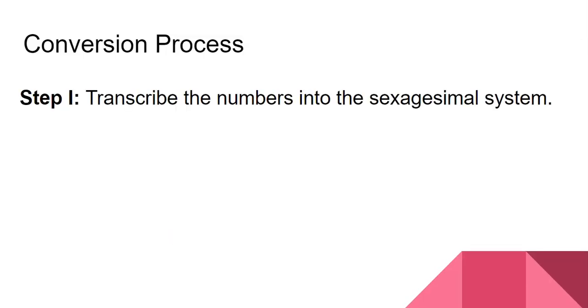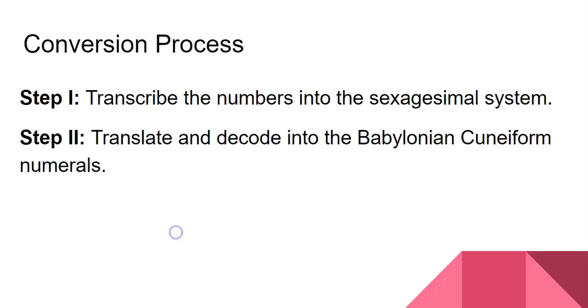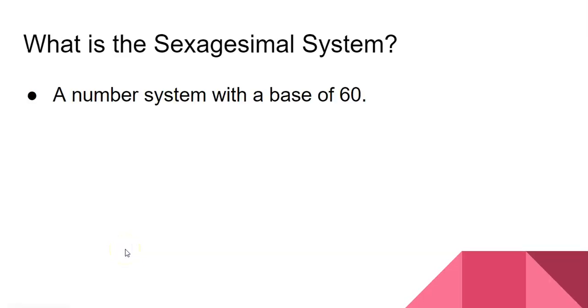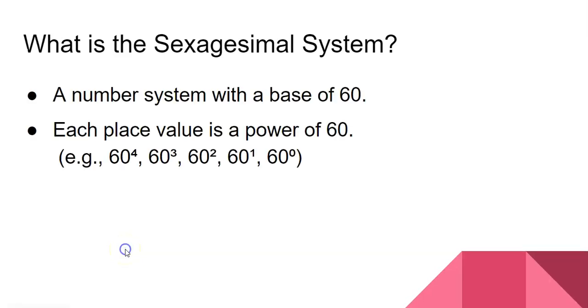First, let's convert Hindu-Arabic decimal numbers to Babylonian cuneiform sexagesimal numbers. So first, we're going to transcribe the numbers into the sexagesimal system. And step 2, we're going to translate and decode into the Babylonian cuneiform numerals. What is the sexagesimal system? It is a number system with a base of 60, where each place value is a power of 60.